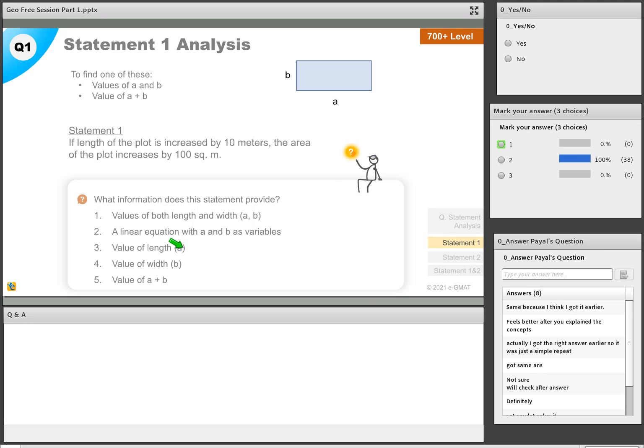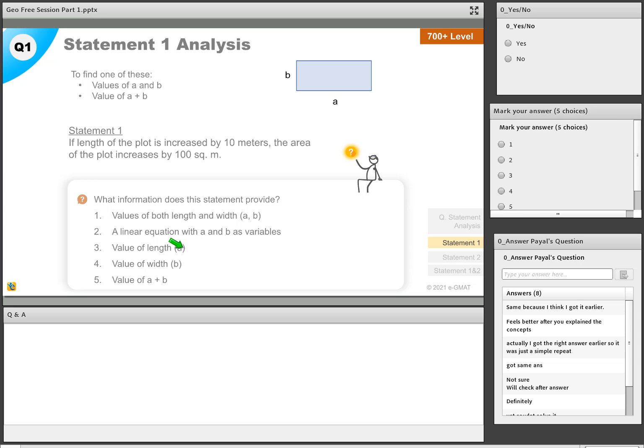Now, statement 1: the length of the plot is increased by 10 meters, and the area of the plot increases by 100 square meters. Let me change the poll and tell me what was the outcome of your analysis of this one. What was your analysis of the statement? Let me remove the polls. So after you process this information, what did you get? What did this information provide you with?